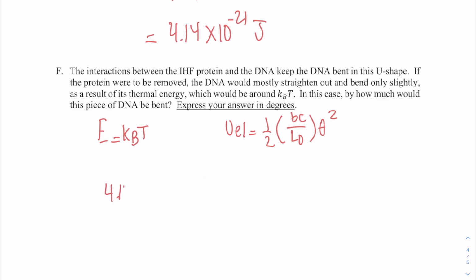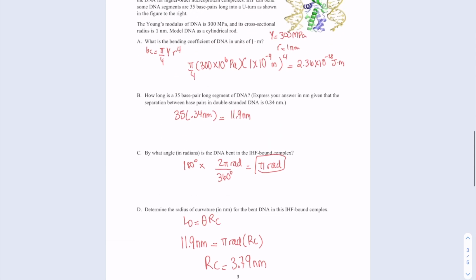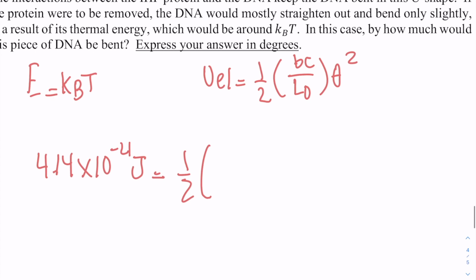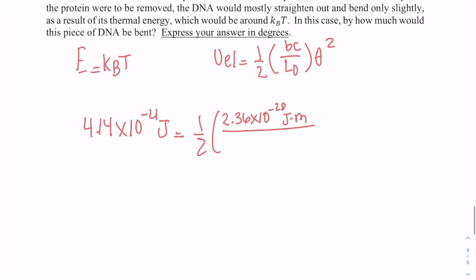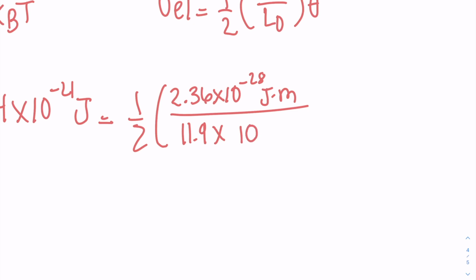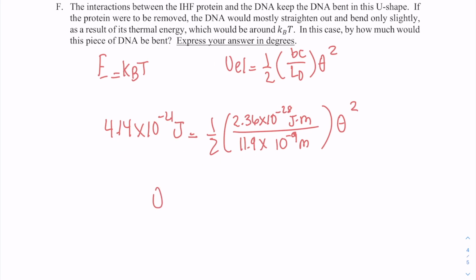So if we have 4.14 times 10 to the negative 21 joules, we set that equal to half times the bending coefficient. Well, we said the bending coefficient was what? 2.36 times 10 to the negative 28 joule meters, divided by the original length. That was 11.9 nanometers, so we have to convert that as well. That's 11.9 times 10 to the negative 9 meters. And then theta squared. Then we can solve for theta. So this is a hefty calculation. I'm going to do it here real quick, and then let me know what you guys get as well.